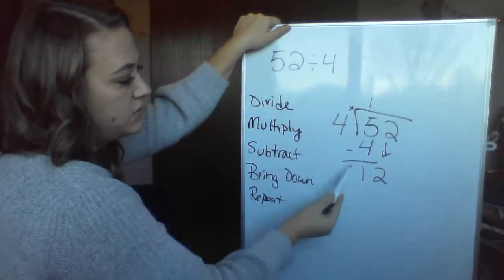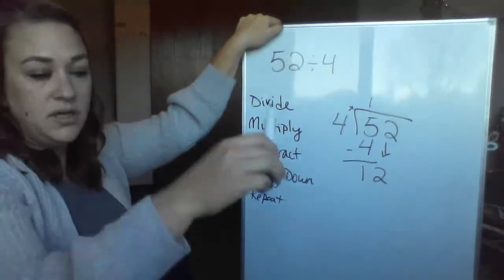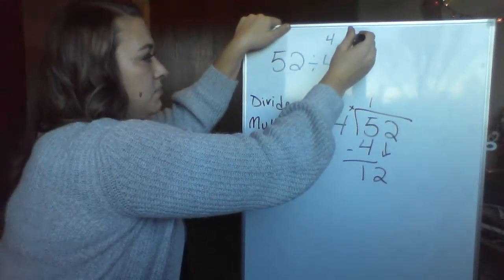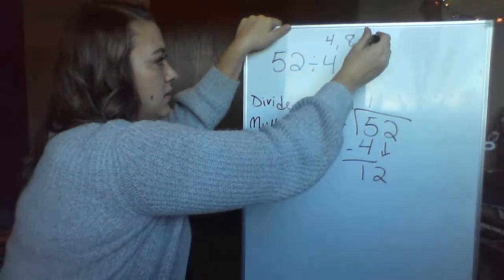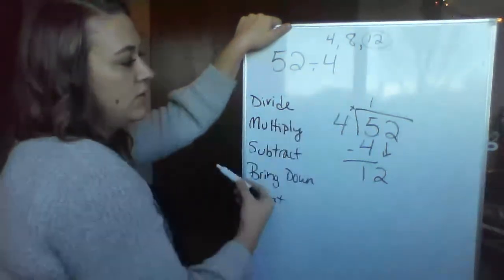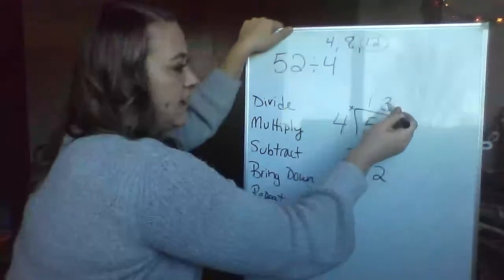I'm going to divide into 12. How many groups of 4 can I make if I have 12? I'm going to skip count by 4s. 4, 8, 12. Well, that's 1, 2, 3 groups. So 4 can go into 12 3 times.